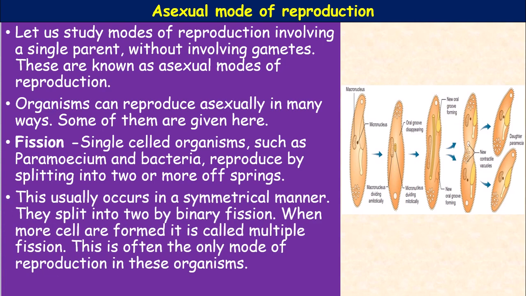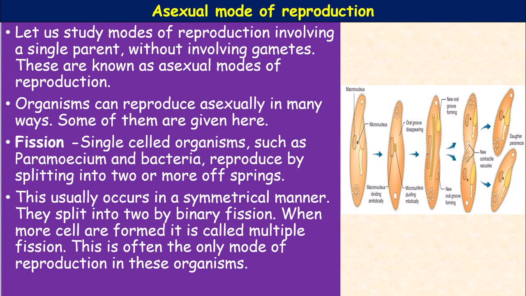Splitting into two is binary fission. Splitting into a larger number of offspring is multiple fission. But the principle involved here is fission. This usually occurs in a symmetrical manner. For example, you can take a paramecium here. The paramecium possesses two nuclei, the macronucleus and micronucleus. During fission, nuclear constriction occurs in both. The macronucleus divides amitotically, whereas the micronucleus divides mitotically.